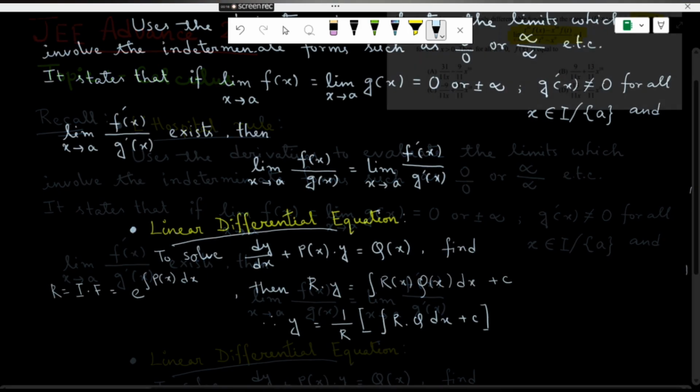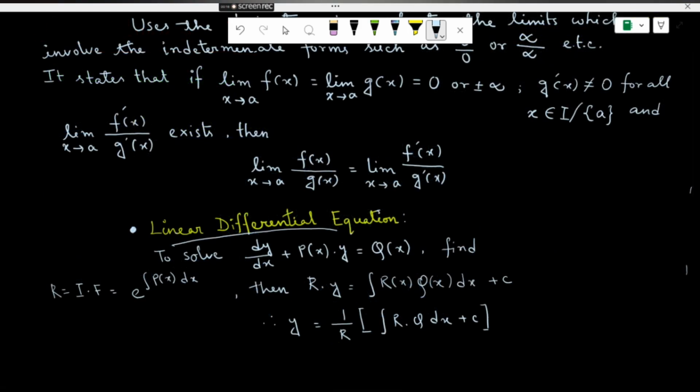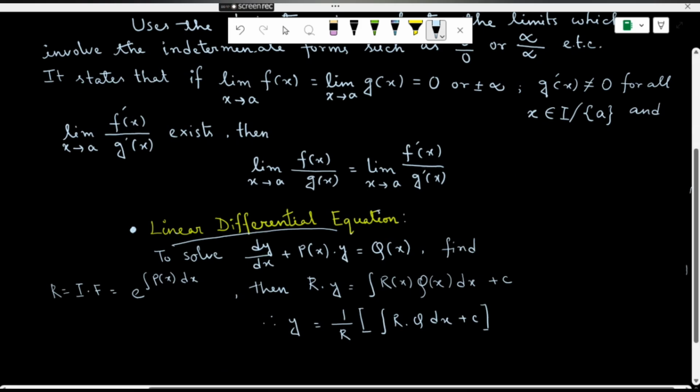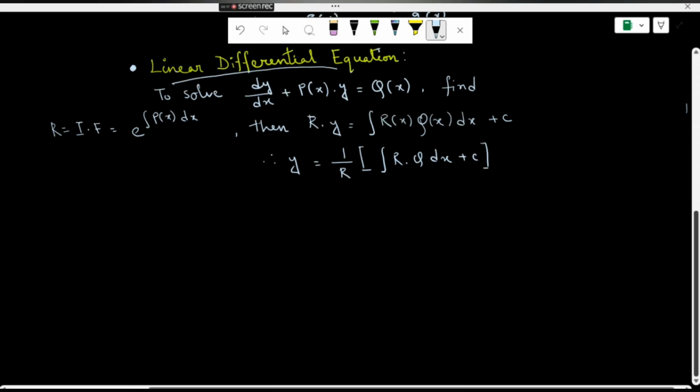To solve dy/dx plus a function of x, let p(x), into y is equal to q(x), you will solve this question by finding the integrating factor e to the power integration p(x) dx. After finding this integrating factor, you will get that the solution is y into integrating factor equals integration of the integrating factor into q(x) dx plus c, and you can find the solution.